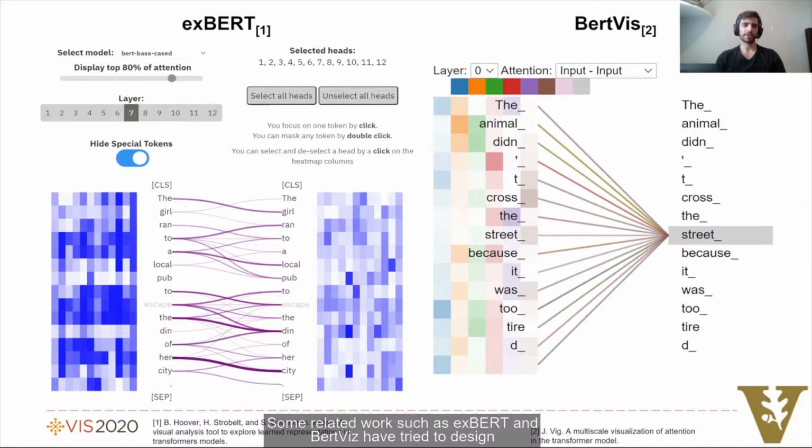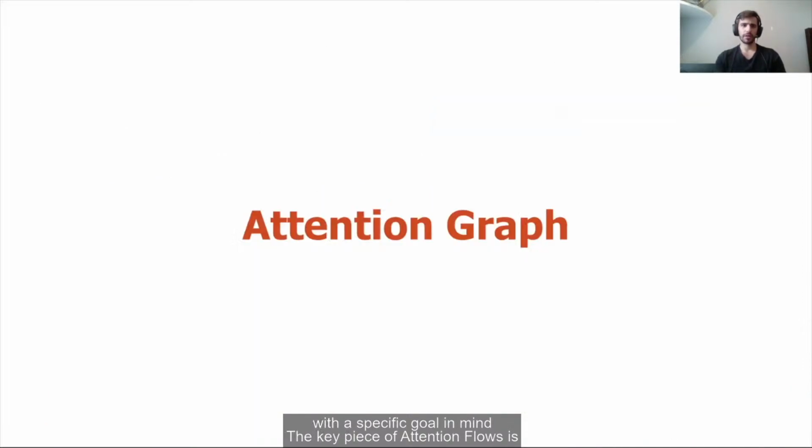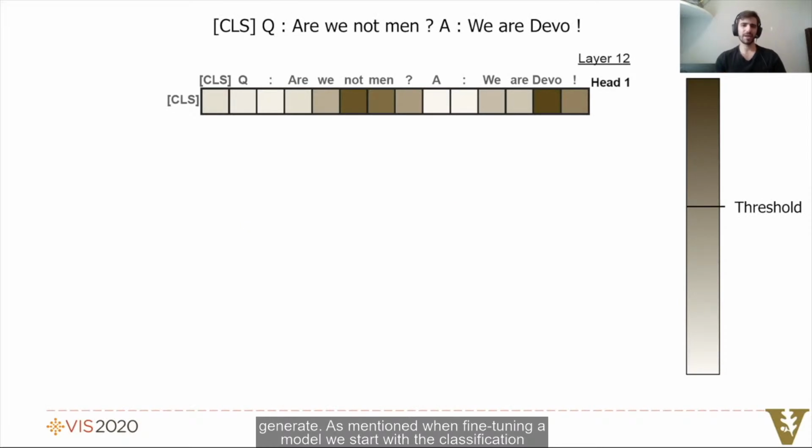Some related work such as exBERT and BertViz have tried to design visualization tools that create a more general understanding of attention in transformer models. Our design is unique in that it specifically focuses on fine-tuning so that we can probe attention with a specific goal in mind. The key piece of attention flows is something known as the attention graph that we generate. As mentioned, when fine-tuning a model, we start with the classification token at the last layer, as this is what is passed for prediction.